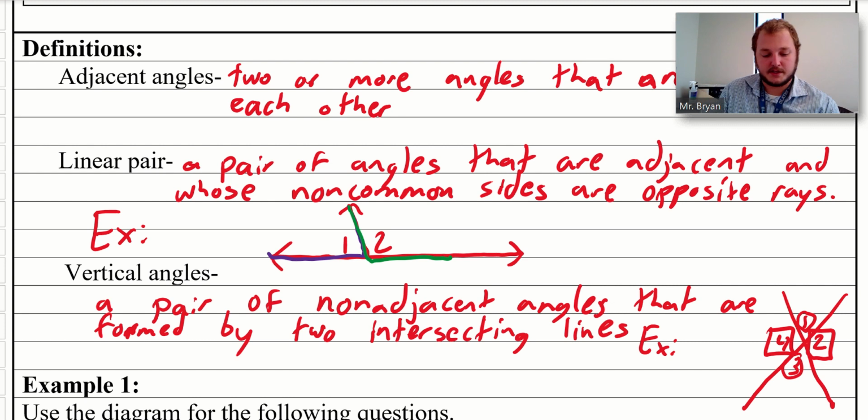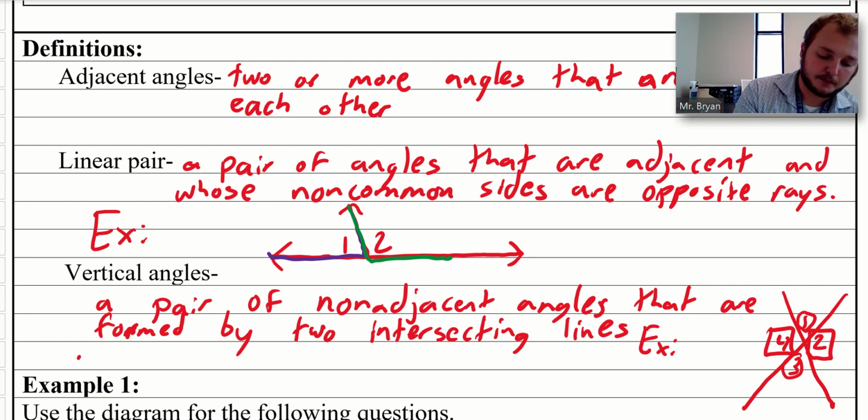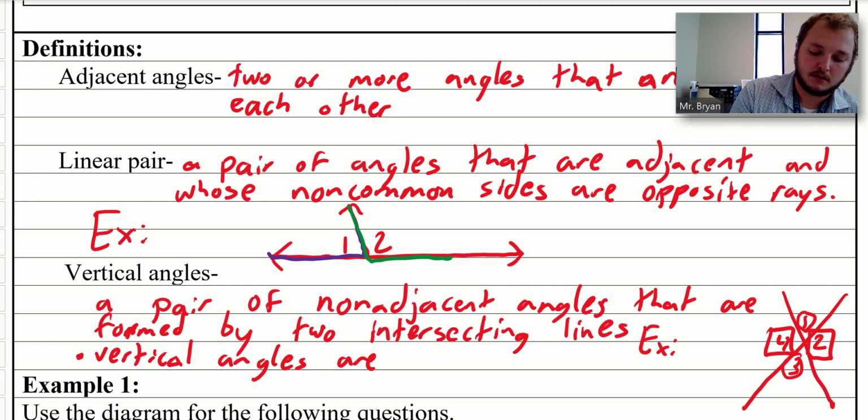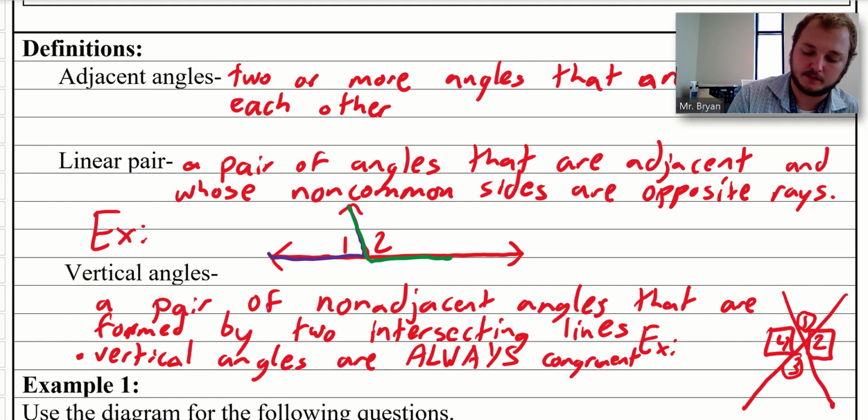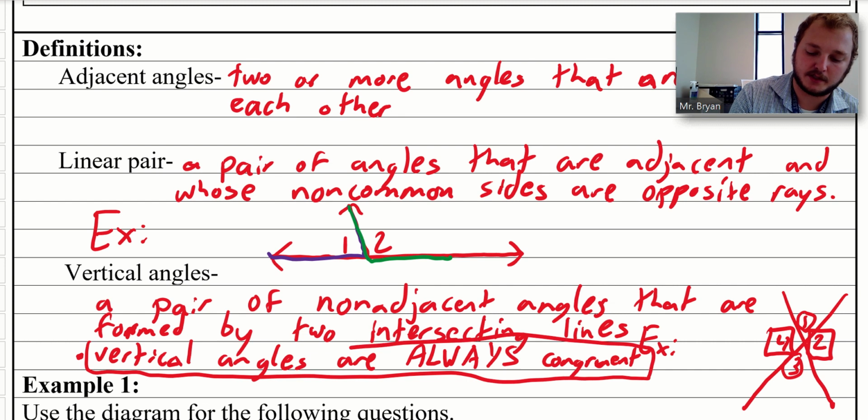And why is this important? One more little piece right here I'll put underneath, and you can put this as well, is vertical angles are always congruent. And I'll write it out. You could use the congruent symbol as well if you'd like to. I'm going to put a box around that because that is important. We want that to stand out.